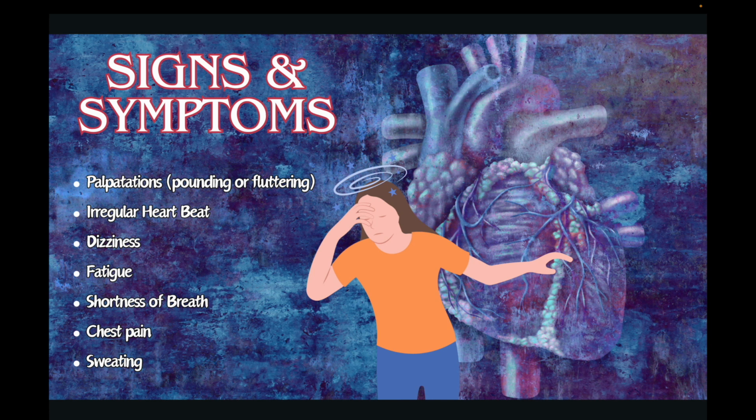All right, let's talk about signs and symptoms. So palpitations, irregular heartbeat, to me, always at the top of my list. Irregular heartbeat goes with AFib like peanut butter and jelly. It's always irregular, and it's going to cause that pounding or fluttering feeling. So those are always at the top. Dizziness, fatigue, shortness of breath, chest pain, and sweating are also associated signs and symptoms.